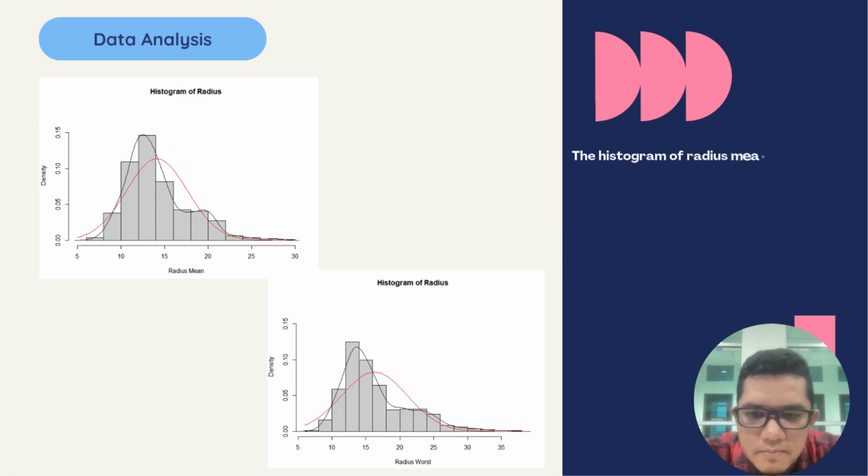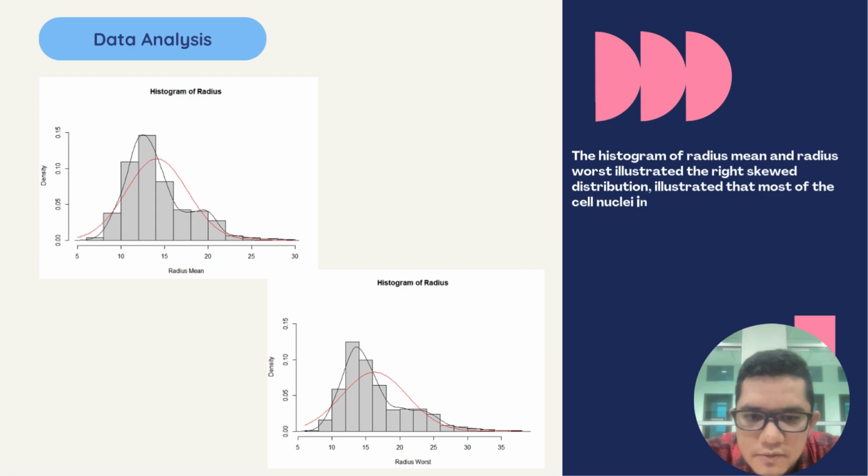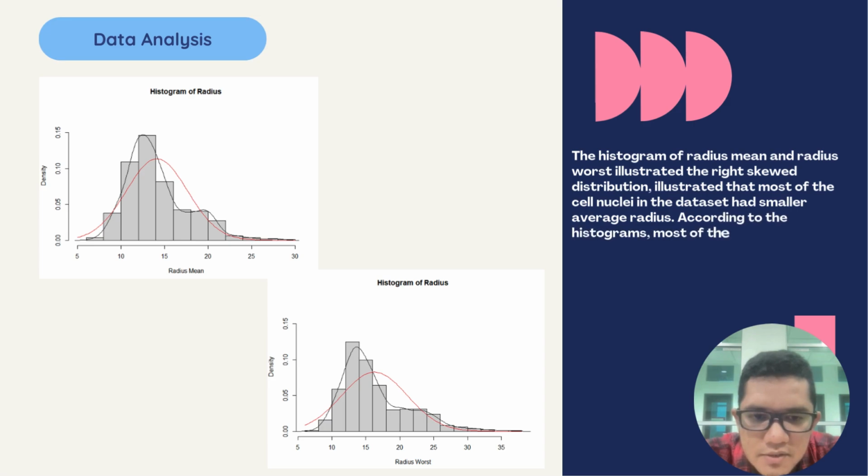This is also part of data analysis. We can see that there are two graphs here about the histogram of radius. The histograms of radius mean and radius worst illustrate the skewness and distribution. They illustrated that most of the cell nuclei in the dataset had a smaller average radius.